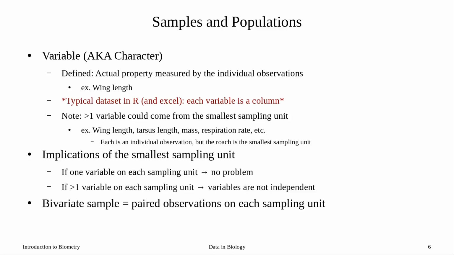You can ask why is that? Well, think about it. If we have a large roach, it's likely that they also have larger wings and larger tarsus lengths. Small roaches have smaller wing lengths and smaller tarsus lengths. So the wing length and tarsus length are probably correlated to the size of that individual. If they're correlated, then by definition, they are not independent of each other.